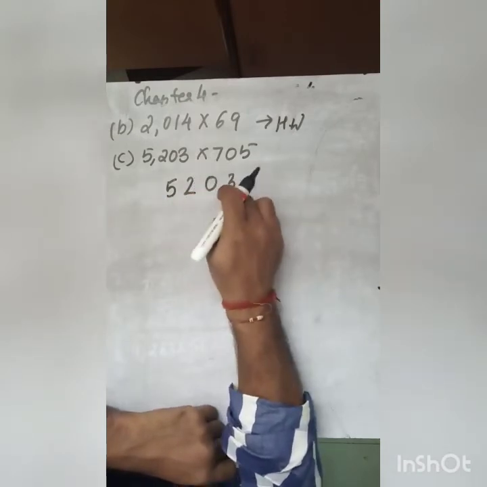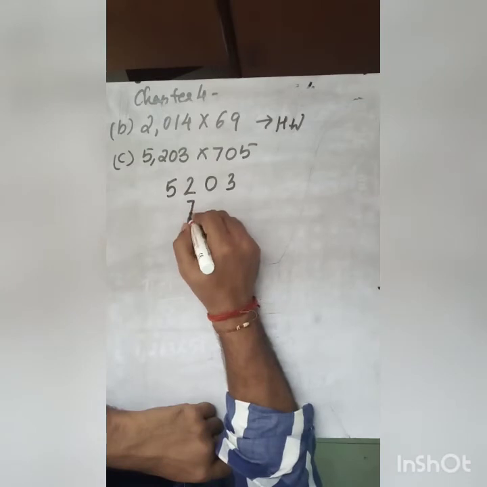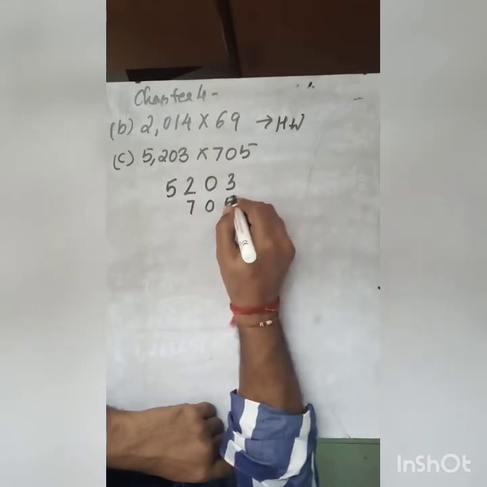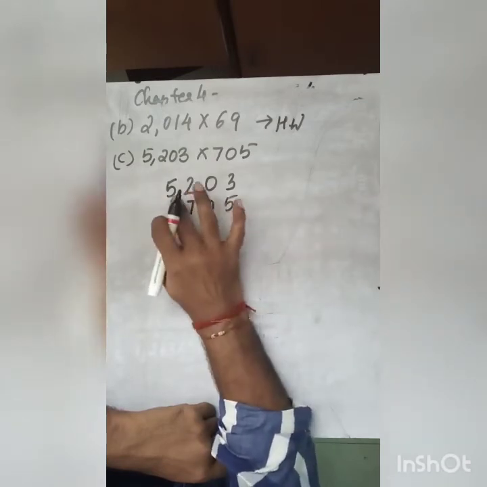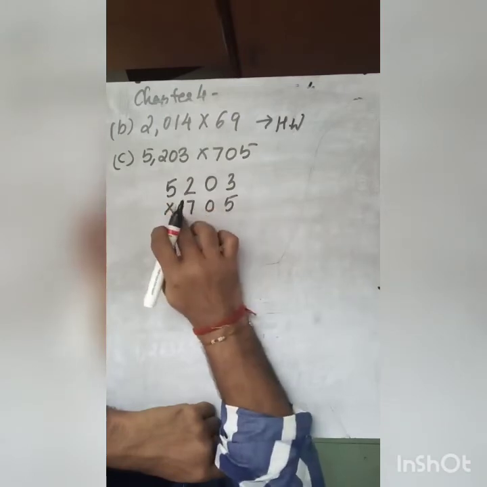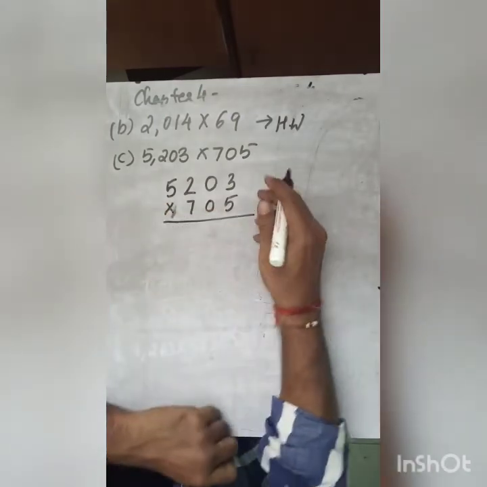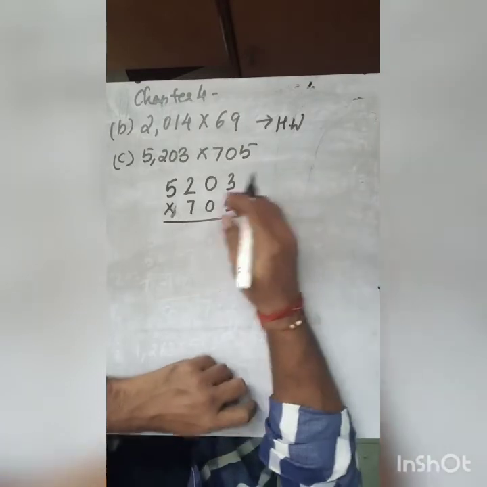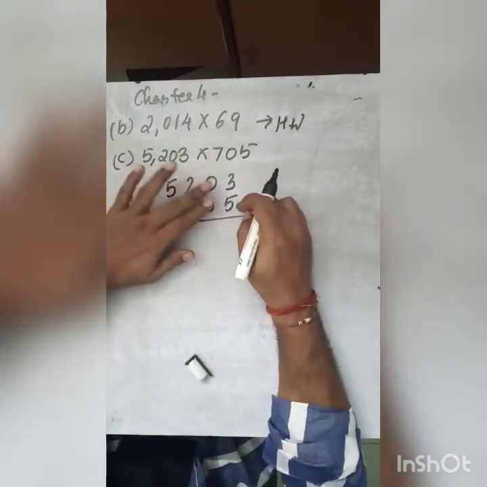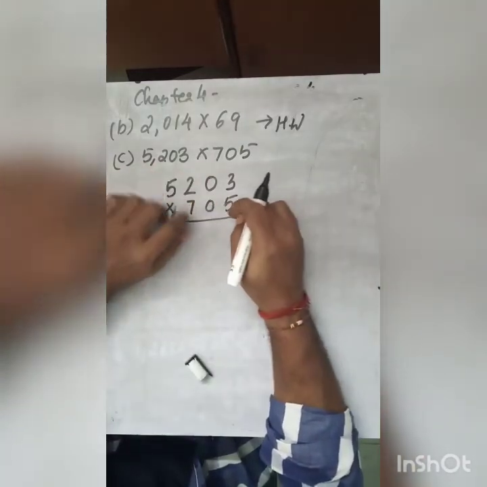So again, I'll start. That's 5203. Write the numbers a little farther apart. Then we have 705 multiplication, I'm so sorry. Write one number below the other. Multiplication will start from behind. Start with the first number, which is 5. So hide the 7 and the 0. I don't need this number.